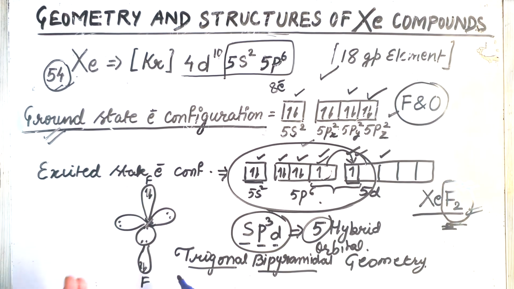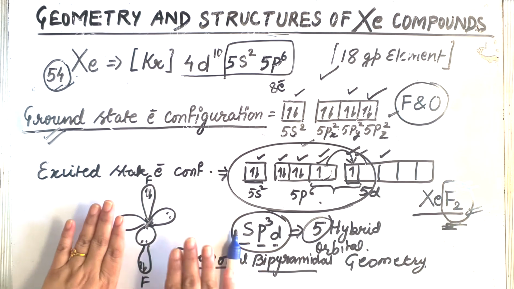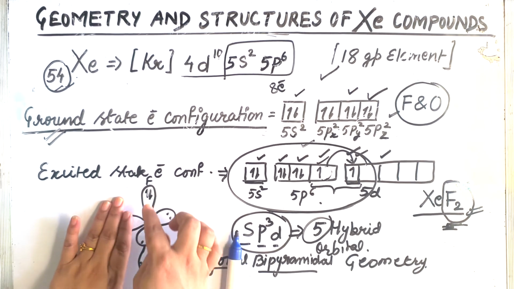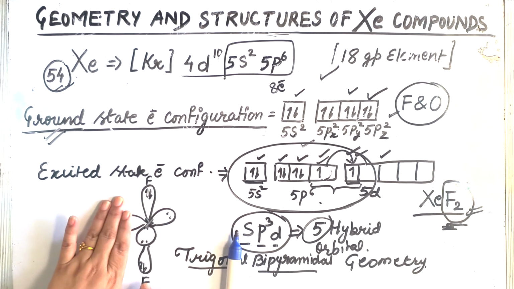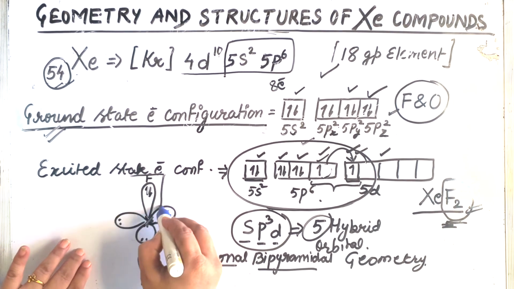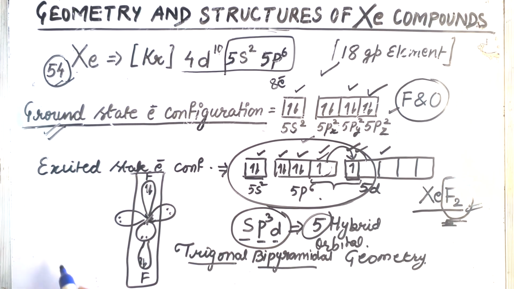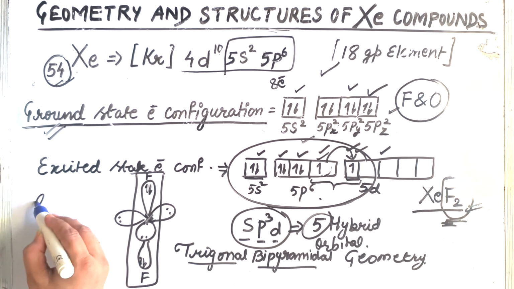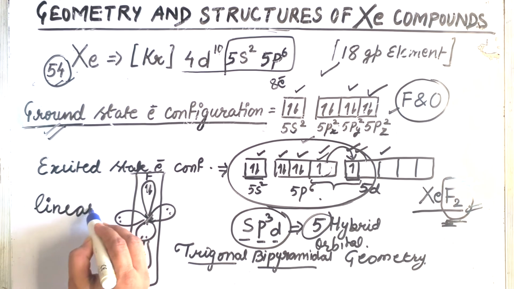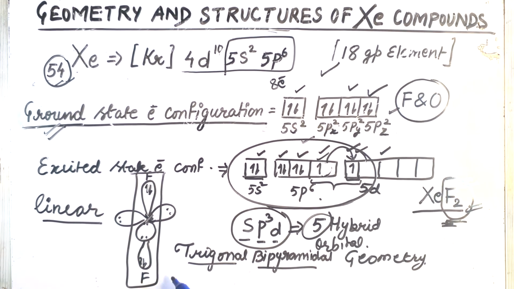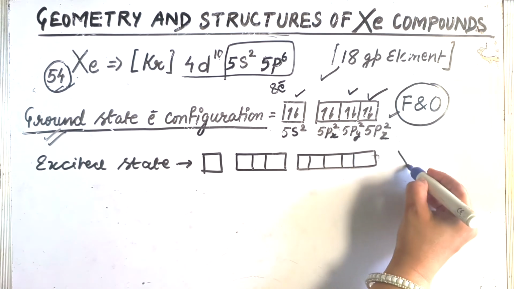This is the geometry in which the orbitals are arranged, but the structure will be decided by the number of atoms which are linked to that central atom. So here you can see that these are not contributing in the structure, but this is the way they are attached to each other, that is fluorine, xenon and fluorine. So it makes a linear structure of the compound called xenon difluoride. So what kind of structure is there? Linear structure. But what is the geometry of the molecule? Trigonal bipyramidal.